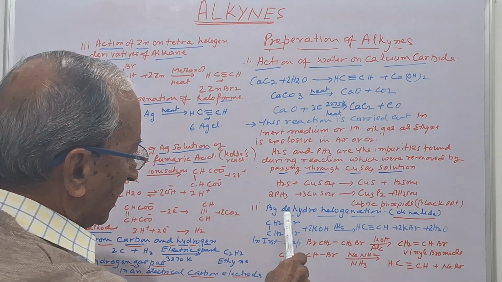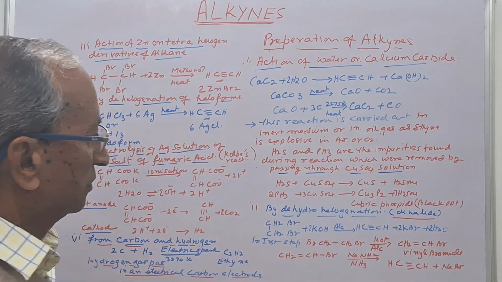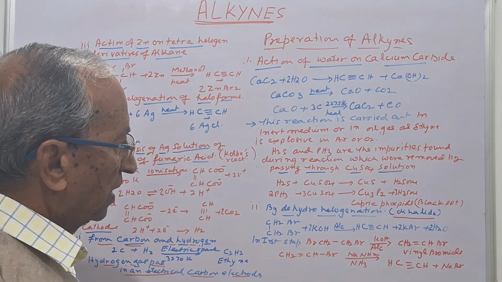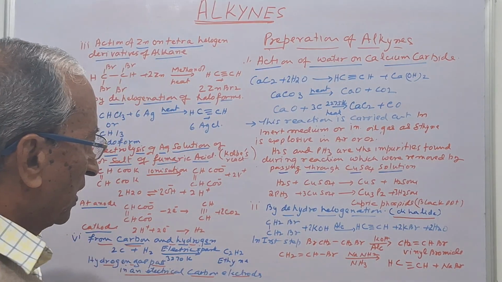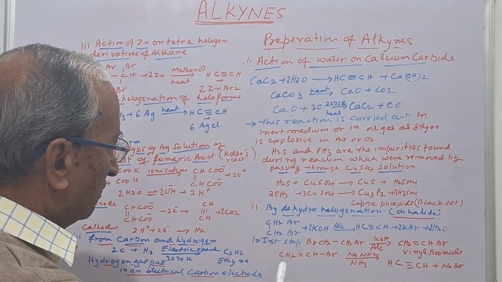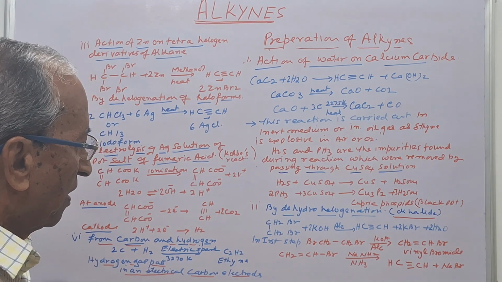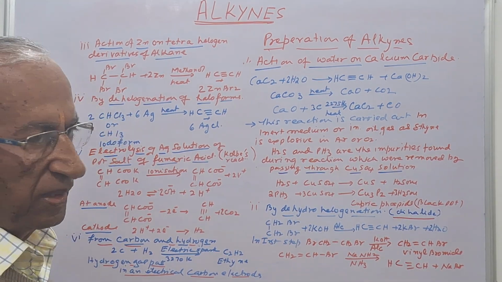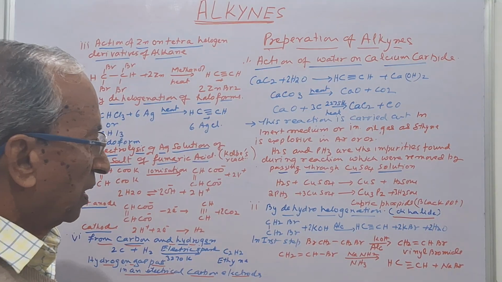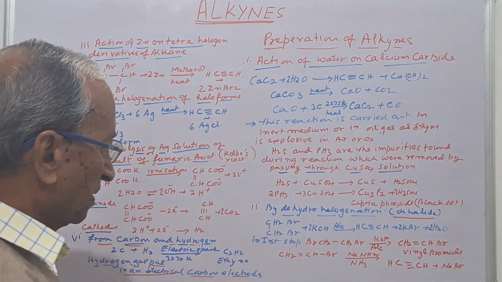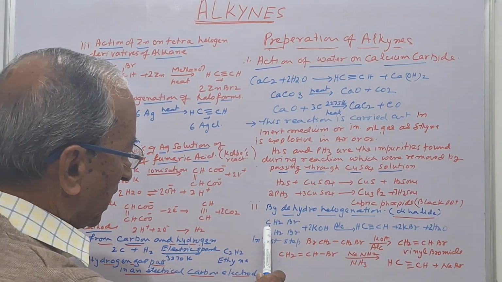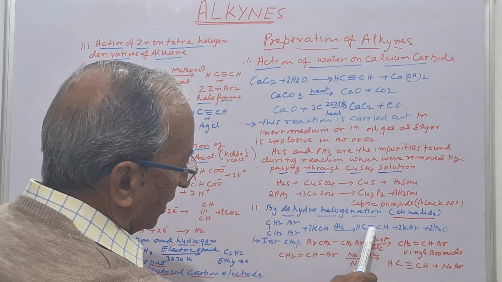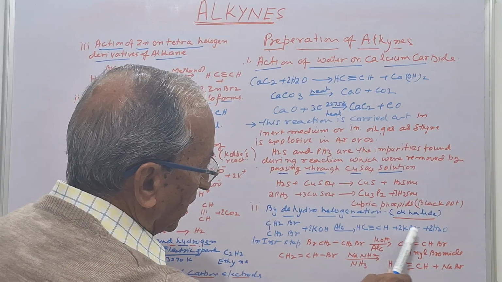Now second is by dehydrohalogenation, that is of dihalides. Here we take dibromoethane, that is a vicinal halide. Vicinal halide means the halogen atoms are joined to adjacent carbon atoms. So this dihalide reacts with alcoholic KOH to form ethyne, KBr and water.